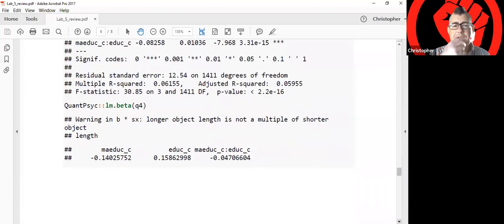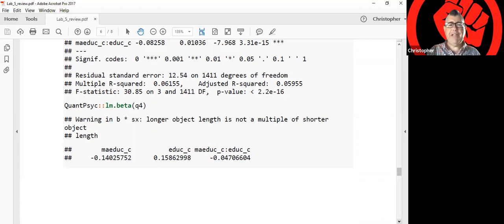You get this error sometimes when we run LM beta. This is from the QuantPsyc package. I would just ignore it. There's nothing here that's wrong with these data. I think QuantPsyc just has a strange warning piece.